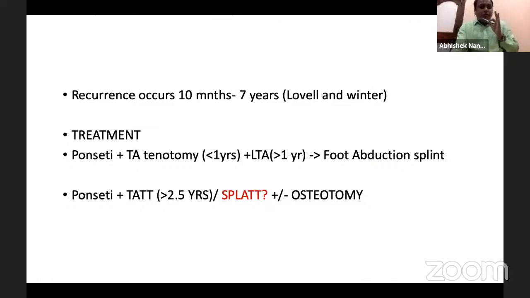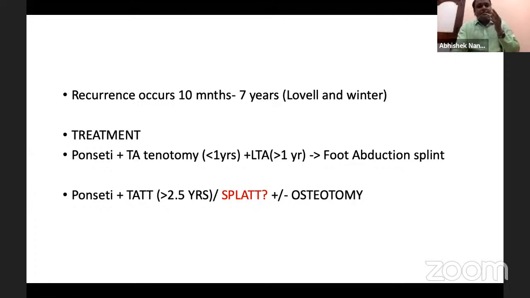So recurrence occurs between 10 months to 7 years. That is roughly the age which was given in Lovell and Winter, when I went through the literature. So what is the treatment? Whatever the recurrence, we will start with Ponseti first. If it is less than 1 year, we can do a tenotomy, or if it is more than 1 year, we have to do a formal lengthening, and we'll put in a foot abduction splint.